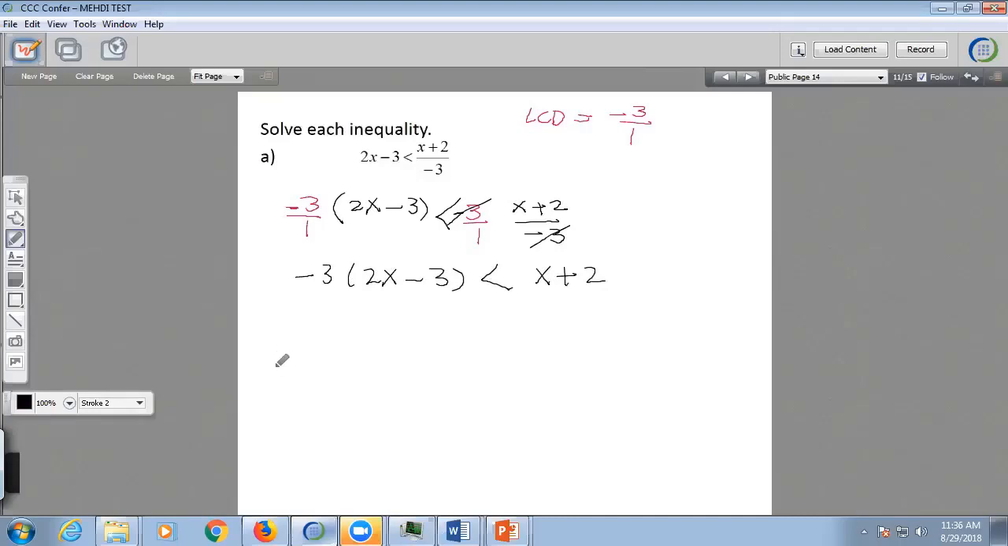So what's the next step? Distribute, right? So we distribute that. We get minus 6x plus 9 less than x plus 2. You see, this is a lot easier than what we originally had, right? This is a lot easier form to look at.